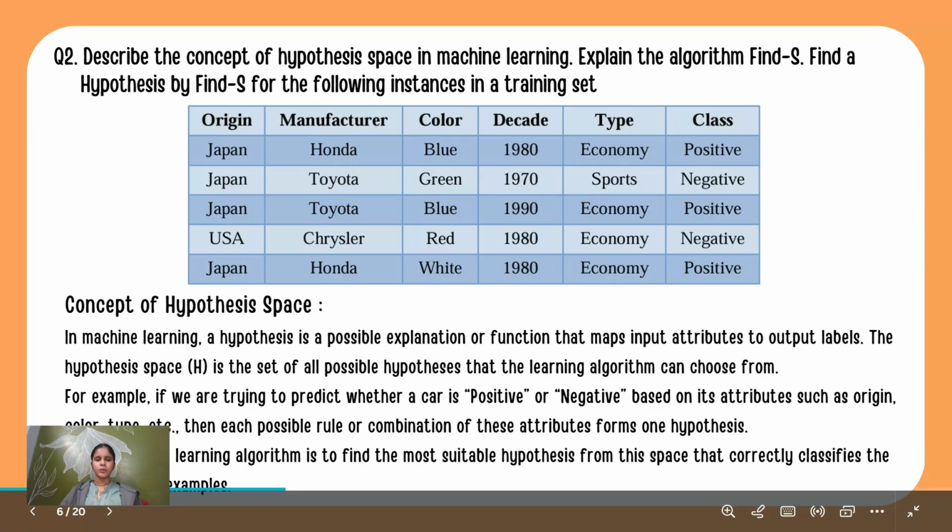Describe the concept of hypothesis space in machine learning. Explain the algorithm Find-S. Find the hypothesis by Find-S for the following instances in the training set. Here you can see the table which has 6 columns: origin, manufacturer, color, decade, type, and class.